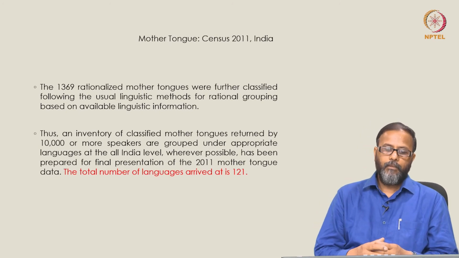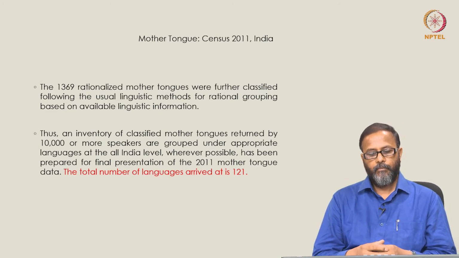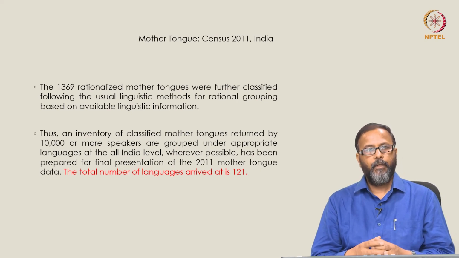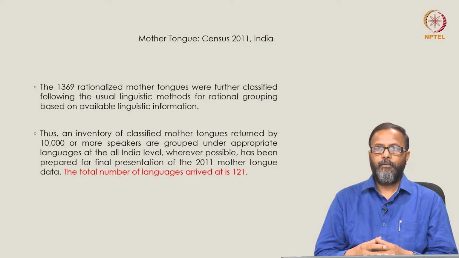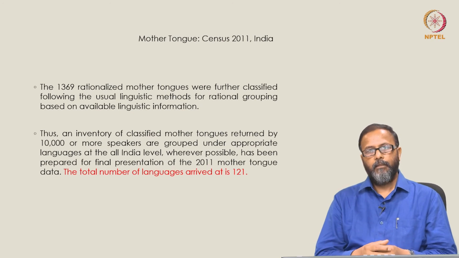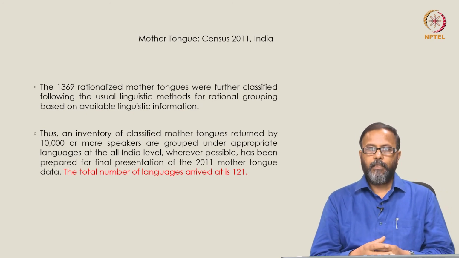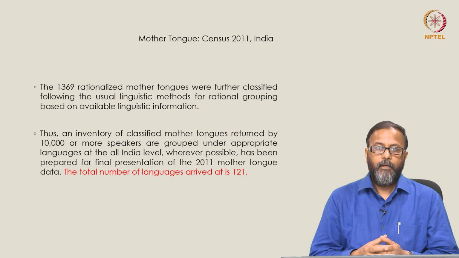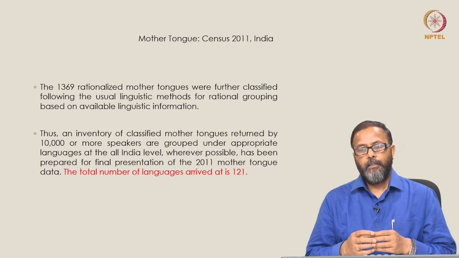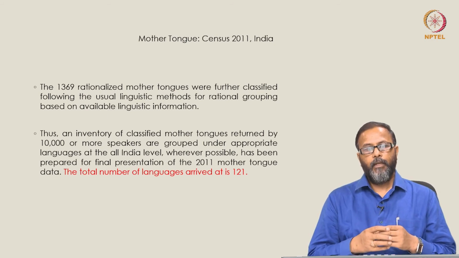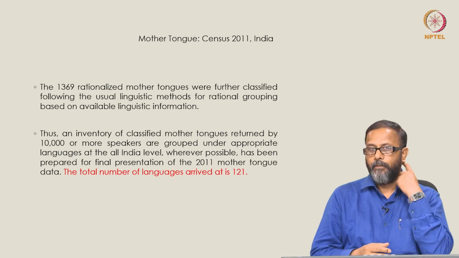And these 1,369 rationalized mother tongues were further classified following a usual linguistic method for rational grouping based on available linguistic information. So, they're again reclustered and grouped together. And thus, an inventory of classified mother tongues returned by 10,000 or more speakers. Always remember that census does not record the designations or names of varieties which are spoken by less than 10,000, and 10,000 is a huge number.